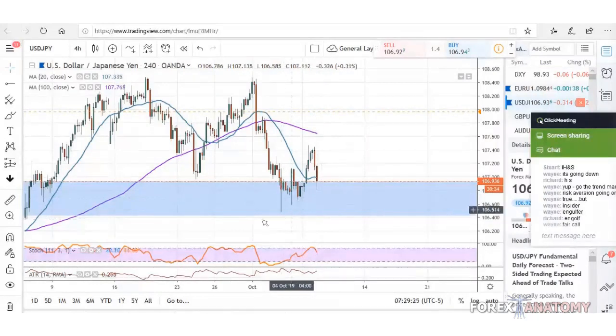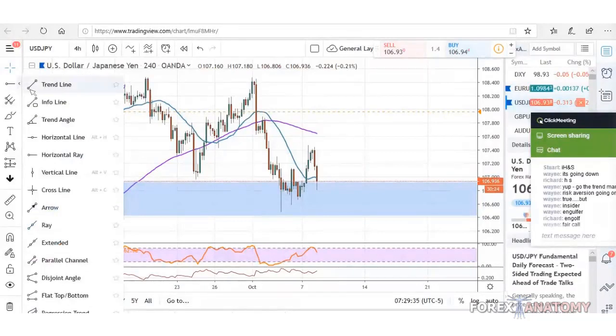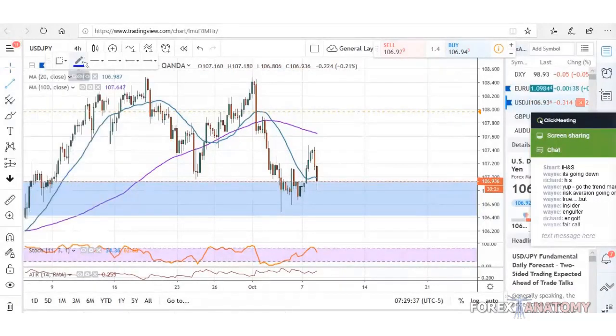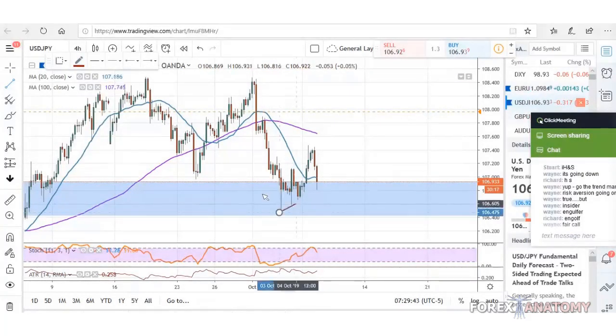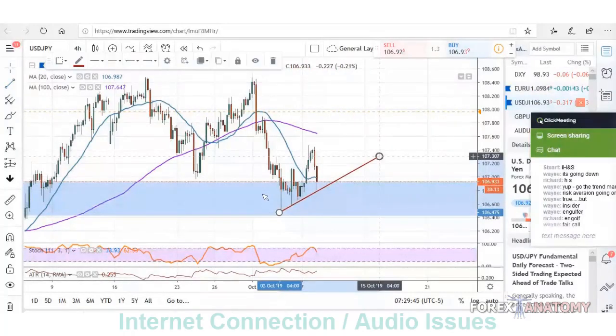But there is the possibility that we could see a push higher, but there's also the possibility that we could see a break to the downside. What I want to do is, of course, from these lows right here, we can see that price is testing.